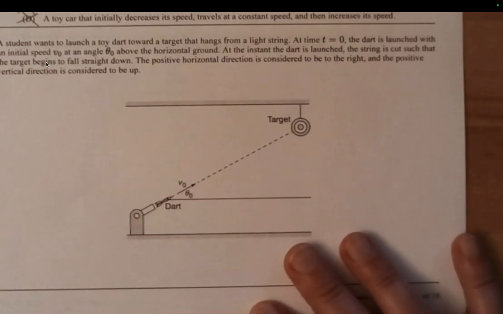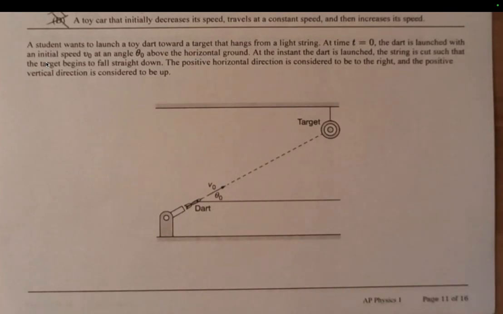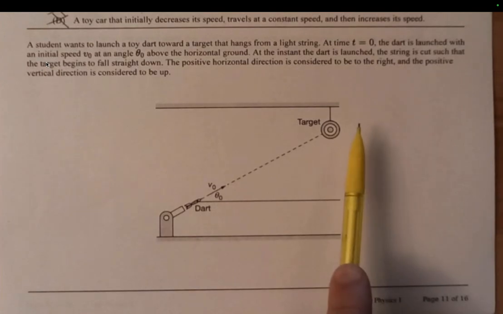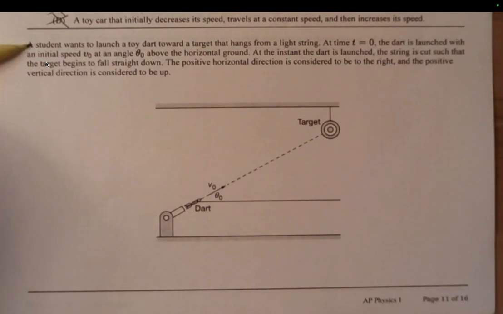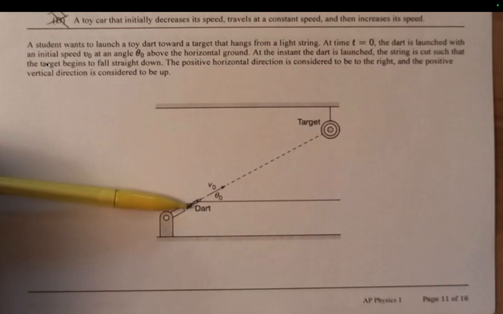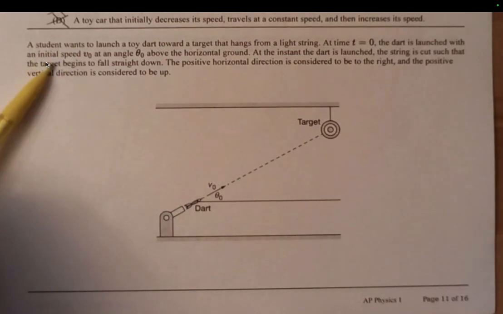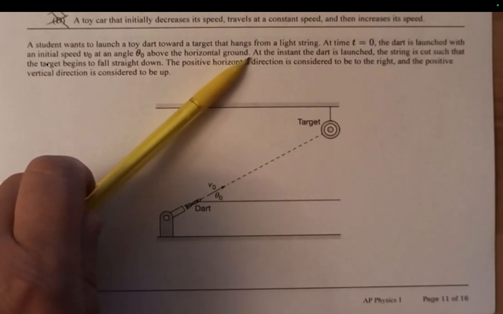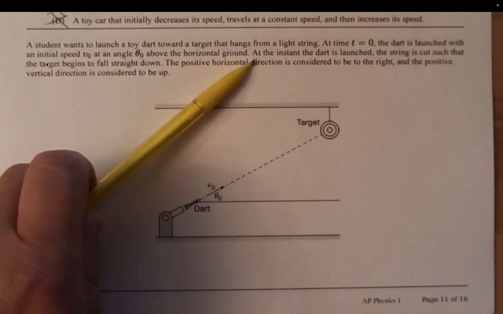So on this next one, we have this dart that's going to be launched up. It's going to be launched up at this target, and the target, as soon as the dart is launched, has this string cut. So it says up here, the student wants to launch a toy dart toward the target that hangs from a light string. At t equals 0, the dart is launched. So at t equals 0, dart goes with an initial speed v naught at an angle theta naught above the horizontal of the ground. At the instant the dart is launched, the string is cut.